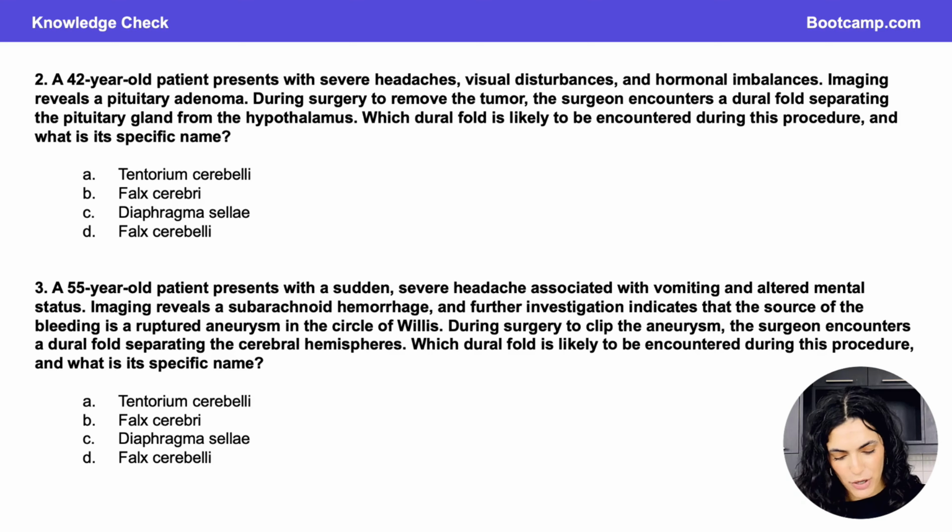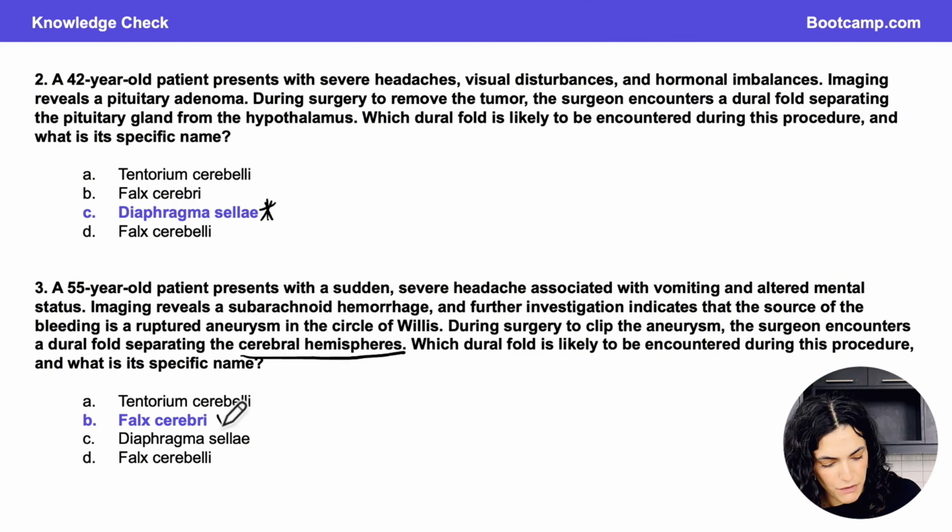So for question number 2 here, we're talking about the dural fold that essentially separates the pituitary gland and the hypothalamus. We know that is specifically the diaphragma sellae. And next, for number 3 here, we have the dural fold that separates the cerebral hemispheres. That is going to be the falx cerebri. So the falx cerebelli will separate the cerebellar hemispheres, and the falx cerebri will separate the cerebral hemispheres. We'll then see the tentorium cerebelli running in the opposite direction, transversely, to separate the cerebrum and the cerebellum.